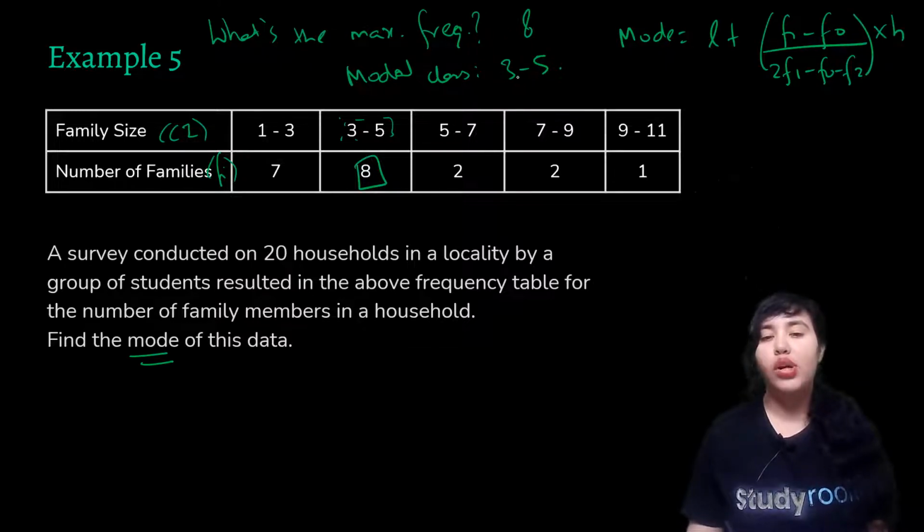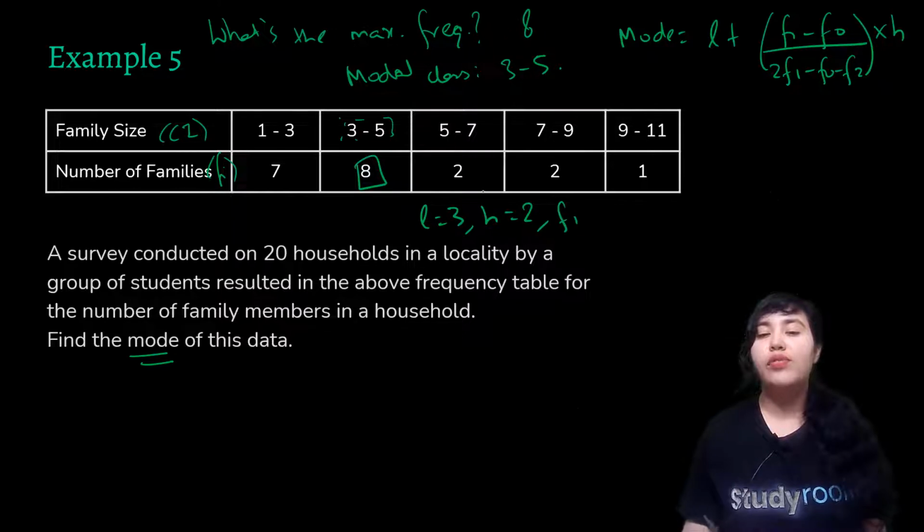So this is the modal class. What is the lower limit of this modal class 3 to 5? L is equal to 3. What is h? 5 minus 3, it is 2. What is F1? Frequency of this class is 8. What is F0? Frequency of the preceding class is 7. What is F2? Frequency of the succeeding class, that is 2.